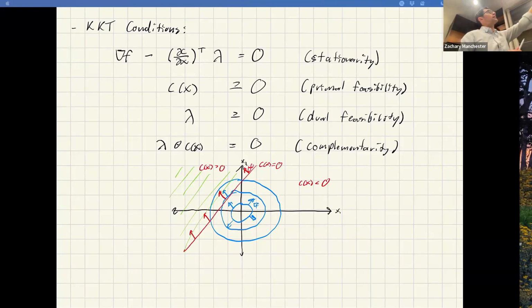So if we remember, and to be clear, notice last time I had grad F plus dx transpose lambda, and it didn't matter.